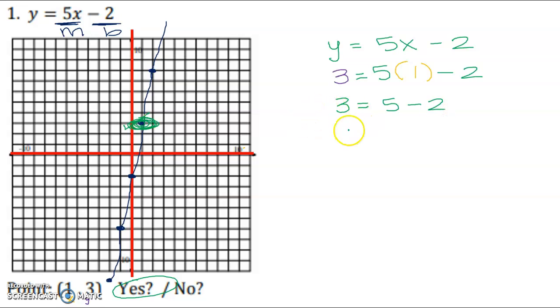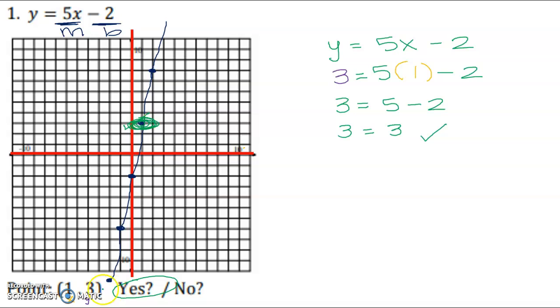Again, there's nothing to do on the left-hand side, so we're going to keep that 3, and 5 minus 2 is indeed 3. We know this is a solution because what is on either side of the equal sign is indeed equal. 3 is equal to 3. So algebraically, we have confirmed that (1, 3) is a solution to the equation y equals 5x minus 2.